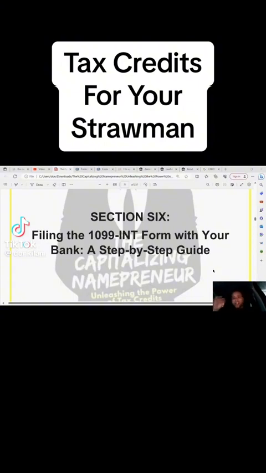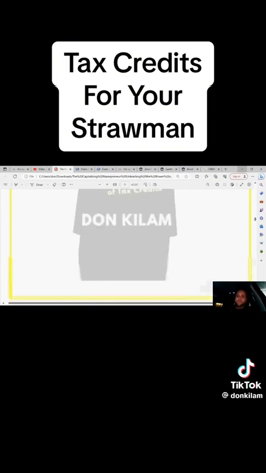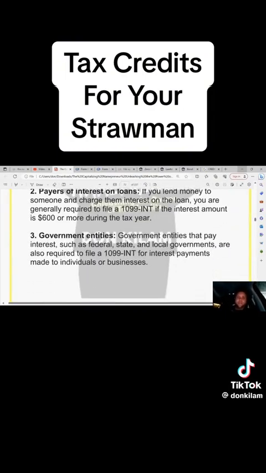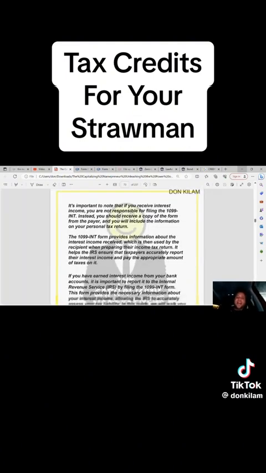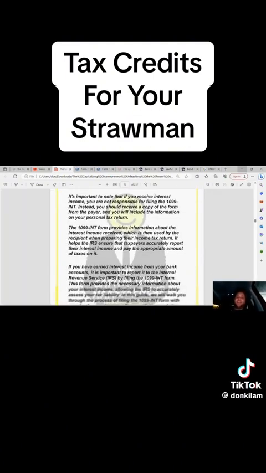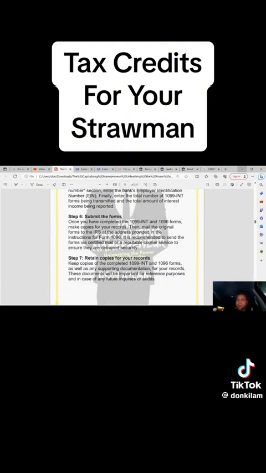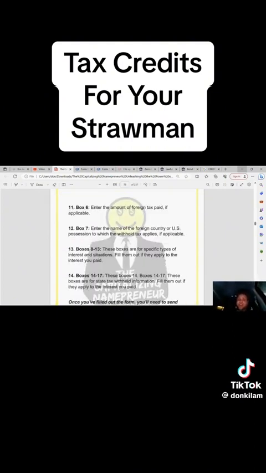Tax credits for your strawman. You have to learn how to create these things correctly. So 1099 INT is just assessing the interest on the credit that you give. And I'm telling you, it's as simple as writing a letter to your bank.